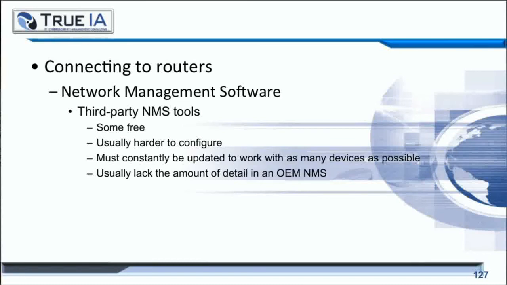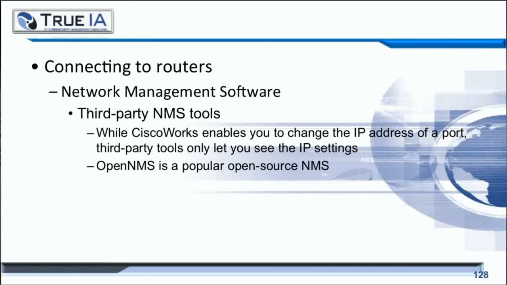Now, when it comes to network management software, there are several to choose from. There's a lot of third-party software tools out there, some of them even free. But those are usually harder to configure and must constantly be updated to work with as many devices as possible. So, whenever possible, you should use the network management software that is unique to the type of devices that you wish to manage. An example of this is CiscoWorks enables you to change the IP address of a port where third-party tools will only let you see the IP settings.